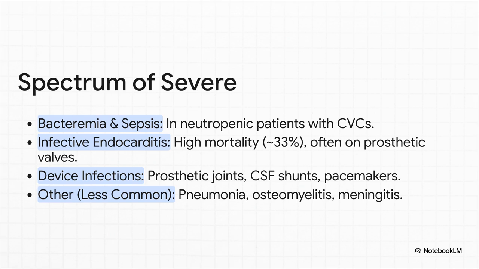But its amazing ability to form biofilms makes it a major threat to any kind of indwelling medical device. It has this frightening tendency to go for prosthetic heart valves, causing endocarditis with a mortality rate of around 33%. It also loves to infect prosthetic joints, shunts, and pacemakers, which means source control, getting that device out, is just as important as the antibiotic therapy.